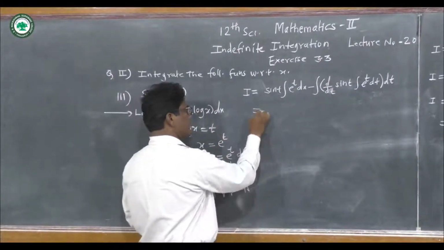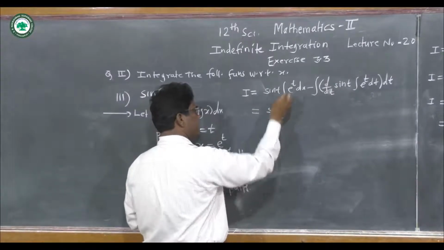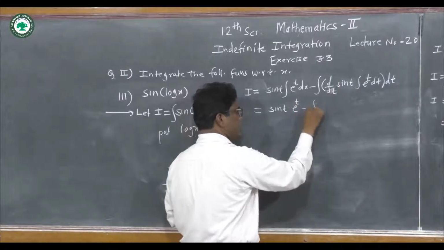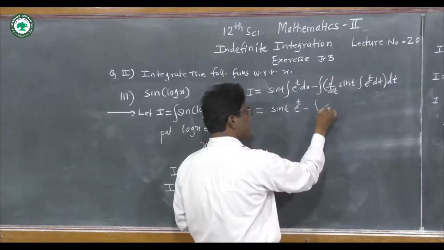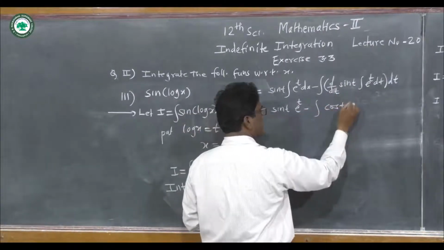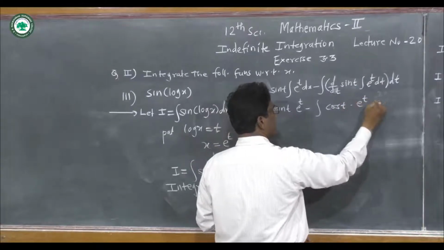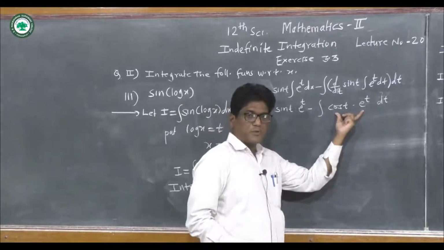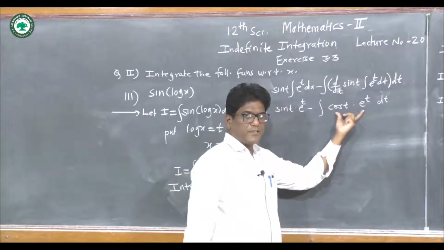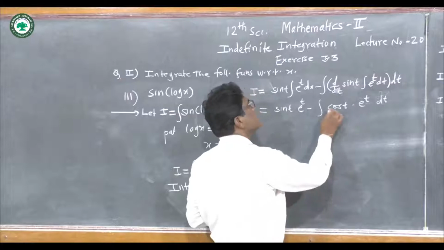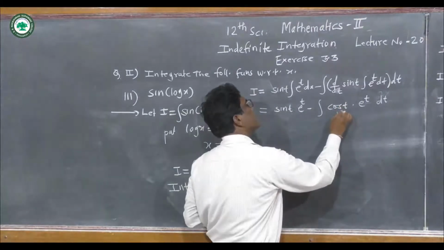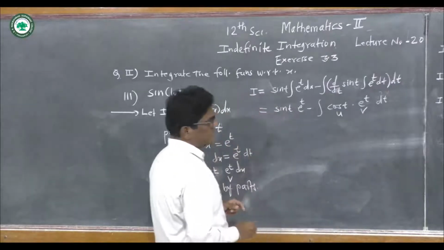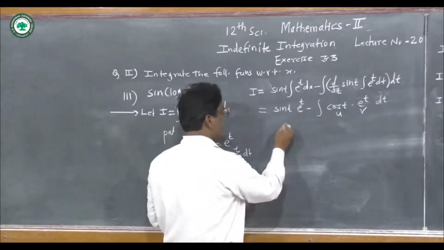So it is equal to sine t, integration of e to the power t is e to the power t, minus integration of derivative of sine t is cos of t, integration of e to the power t is e to the power t dt. And now again here is integration of a product of two functions. So again use here integration of uv dx. So again here cos of t, that is a trigonometric function, we take as u, and the exponential function as v. So integrating by parts again.